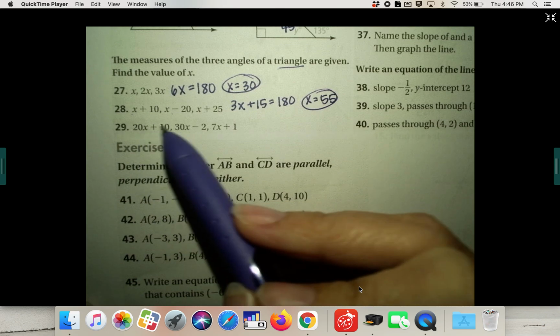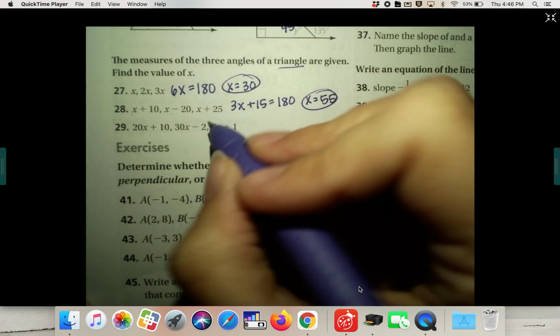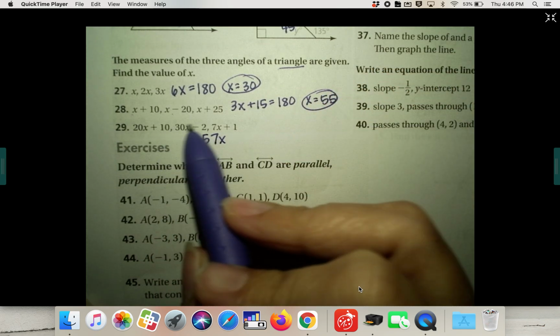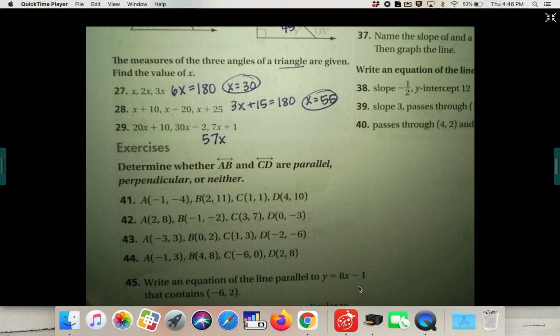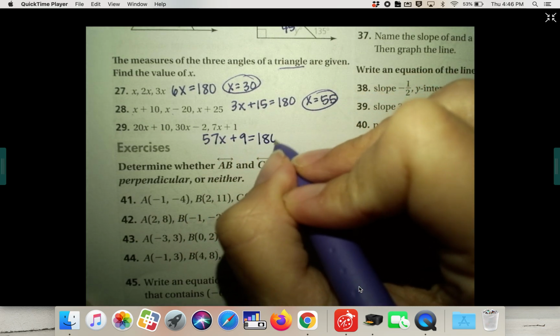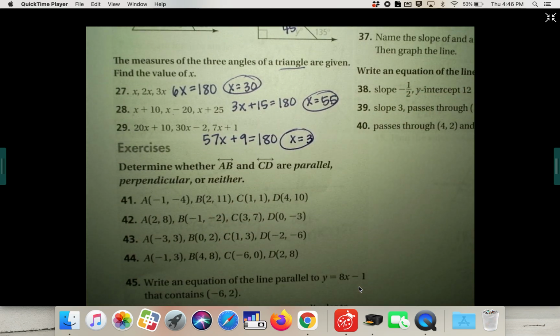Number 29, 20x plus 30x plus 7x is 57x, I think. Gosh, I hope I'm doing this right. 10 minus 2 plus 1 is 9, plus 9, equals 180. Solve your equation. I got that x equals 3.